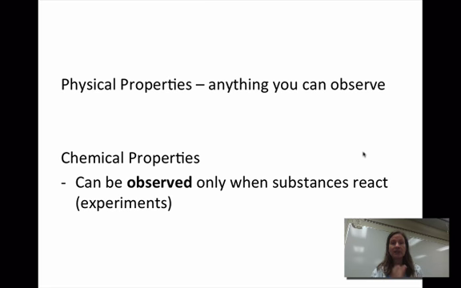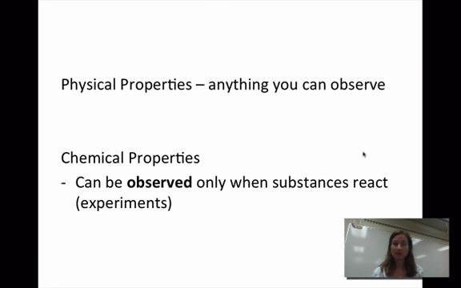So the first one is a physical property. Okay, a physical property of matter is anything that can be observed about it. So for example, color, shape, texture, taste. You can get into things like boiling points and melting points. And those are all physical properties of matter, things that you can simply observe and report about the matter you see.